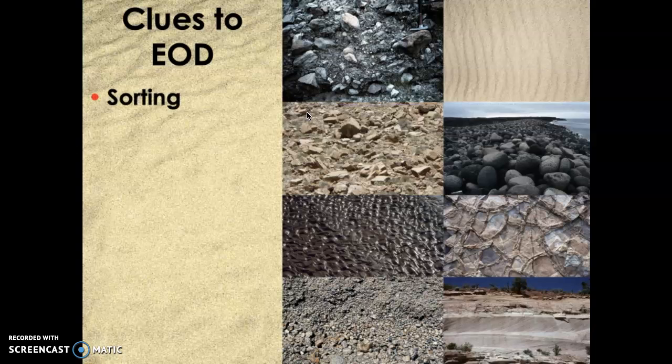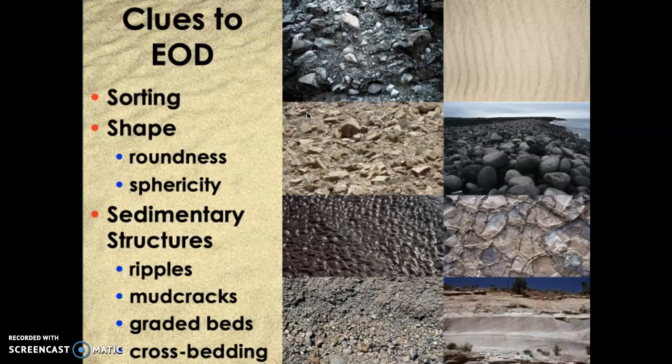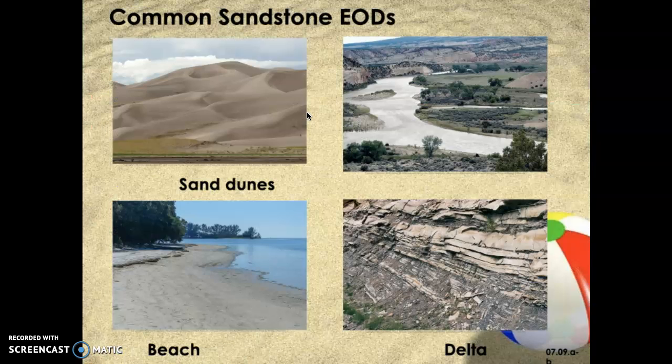Things like how well sorted are the sediments? Are they poorly sorted or well sorted? How round are they? And a whole variety of sedimentary structures, from ripples and mud cracks to what are called graded beds and cross beds. Cross beds, you might remember, we looked at last week when we were talking about deposits left by dunes. And we saw some mud cracks when we were talking about deserts, when things dry up. So lots and lots of clues that we have to look for.